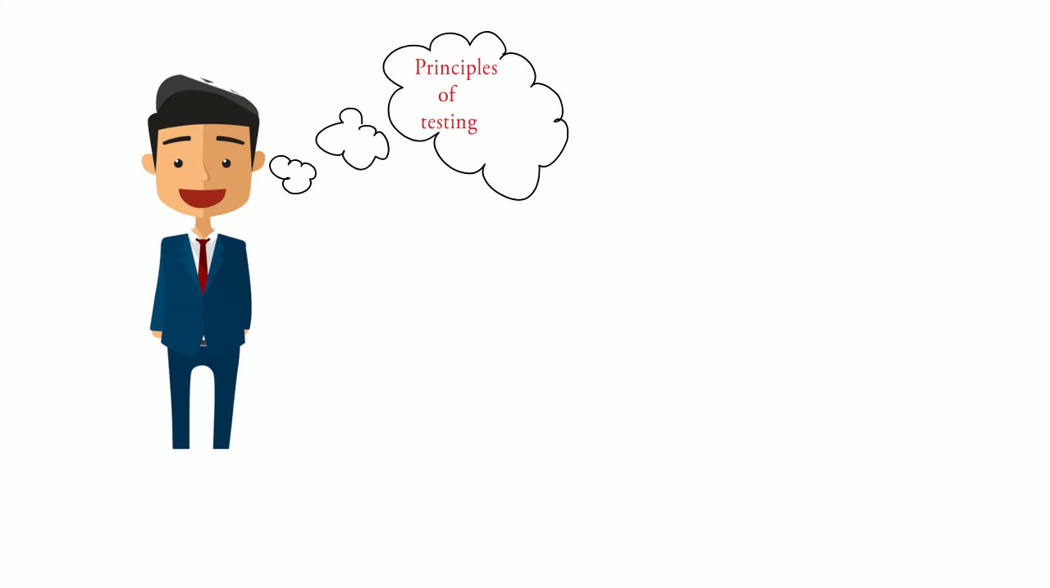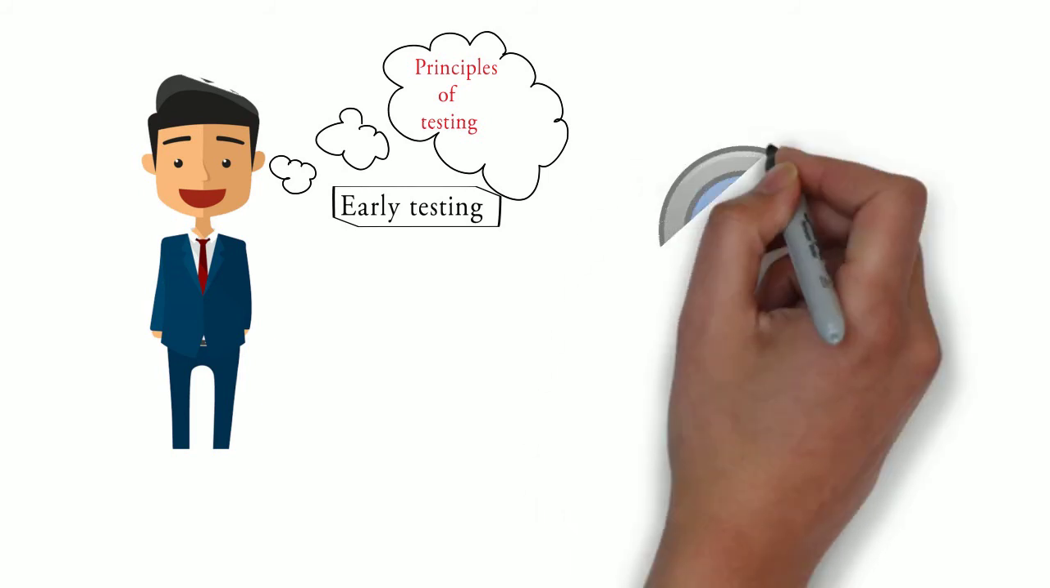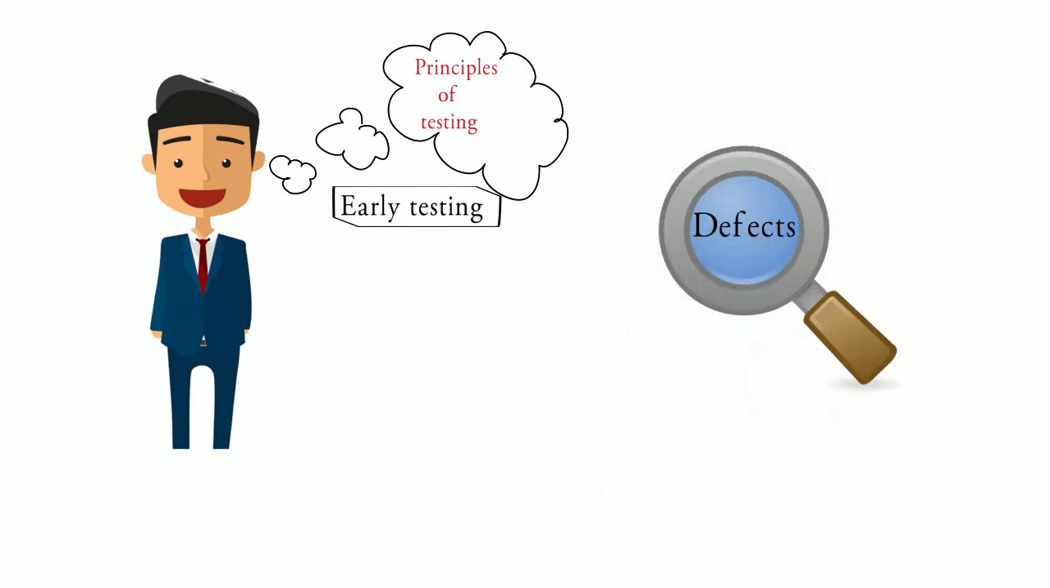The first principle is early testing. Early detection of defects reduces the risk of failing the system at a later point of time. We discussed this earlier. The cost of fixing defects at an early stage is less. This can be performed by reviewing the requirements and test cases. During the course of software development, developers also perform testing to find issues, and this helps in improving the quality. The second principle is testing shows presence of defects.